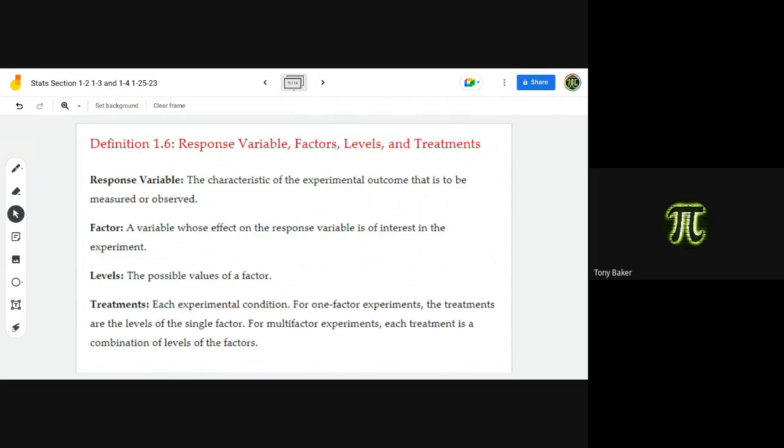Factors. Factors are variables whose effect on the response variable is of interest to the experiment. So if we're looking at the microwaves, it could be this new heating element that I've put in this microwave. If we're looking at a drug or things like that, it could be the new medicine and how it's impacting the disease that I'm trying to cure.